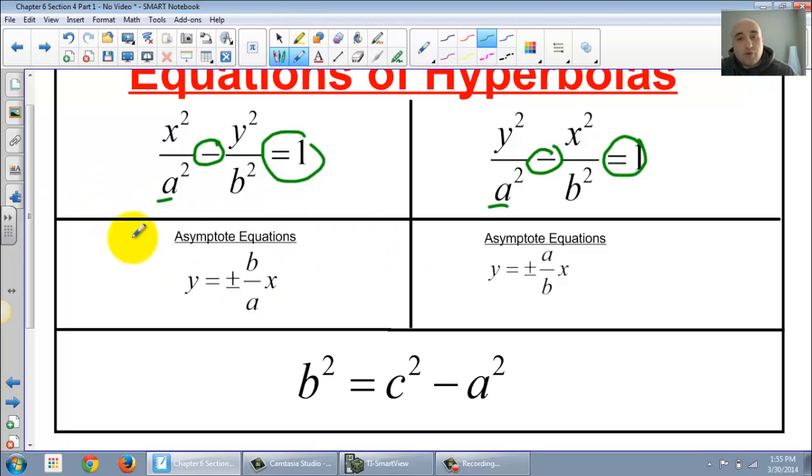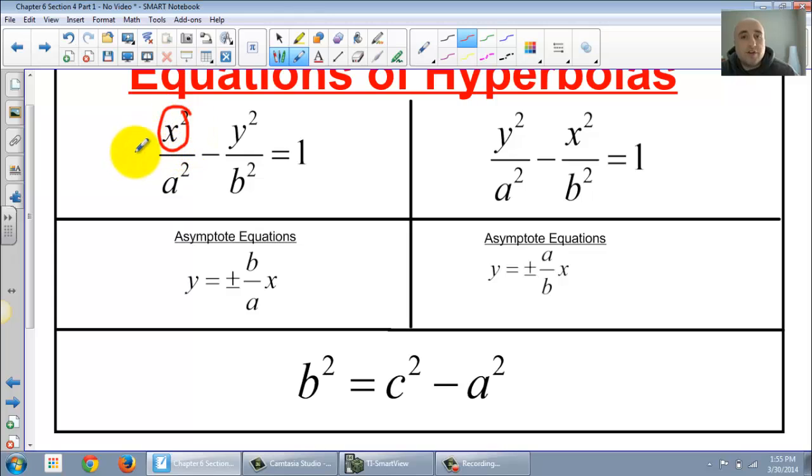We have some asymptote equations. The easy way to remember these is whatever comes first in your equation. If x squared comes first, this is the one you're going to use. And if y squared comes first in your equation, this is the one you're going to use. We'll talk more about that when we actually do some examples.